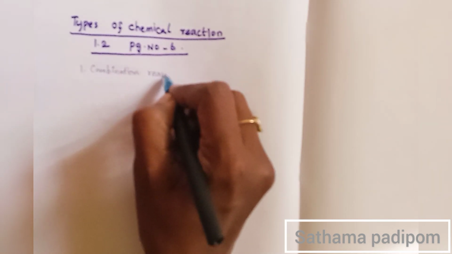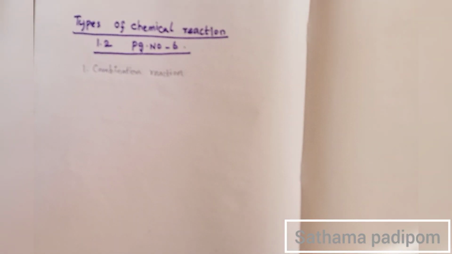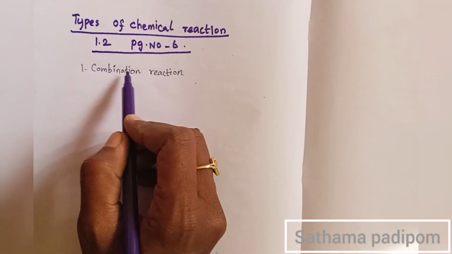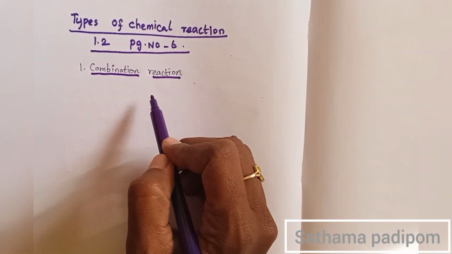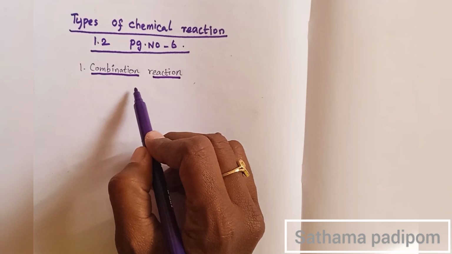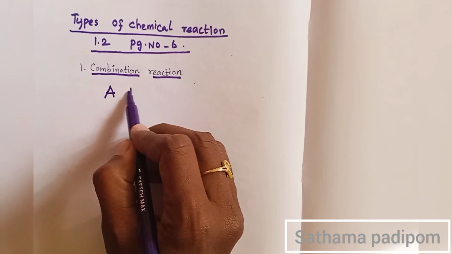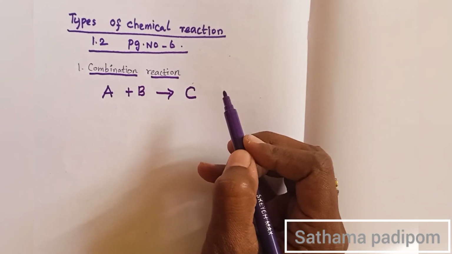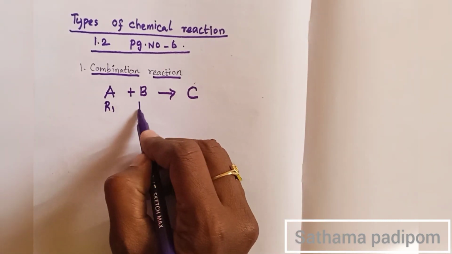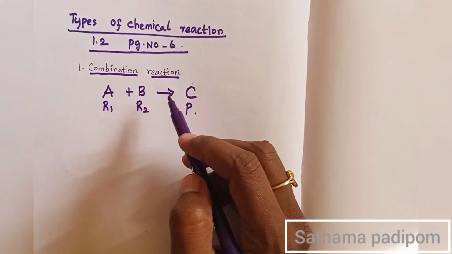Combination reaction. Okay, what's the first reaction? Combination reaction. What is the meaning of combination? Combining. So combining of two reactants, which gives a single product. Two reactants, reactant A and reactant B, give product C. This is reactant 1, reactant 2 gives the single product. This is called combination reaction.